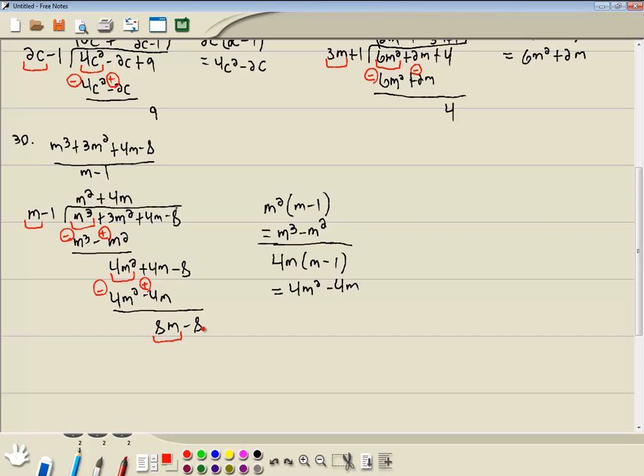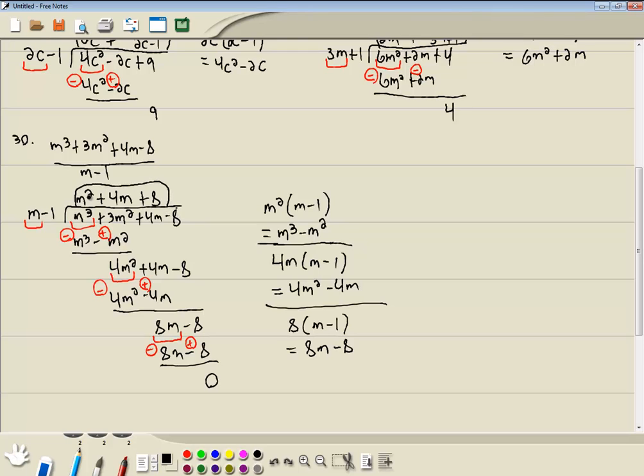And we repeat the process. We ask ourselves what times m gives us 8m, and that'd be 8. And again, whatever you put up on top, you multiply by what's out in front. So take 8 times m minus 1, which gives us 8m minus 8. Now we're going to subtract that line, which means flip signs. So this becomes negative, this becomes positive. 8m minus 8m drops away. Negative 8 plus 8 is 0. So this is our answer.